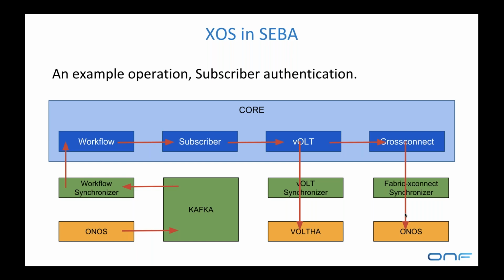Just a small correction. The Volt synchronizer actually makes the add subscriber call right into ONOS, and ONOS pushes the flows into Volta. Yeah, that's correct.